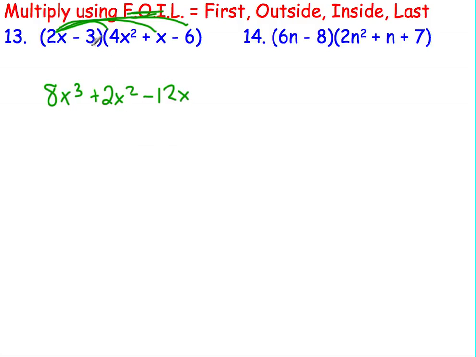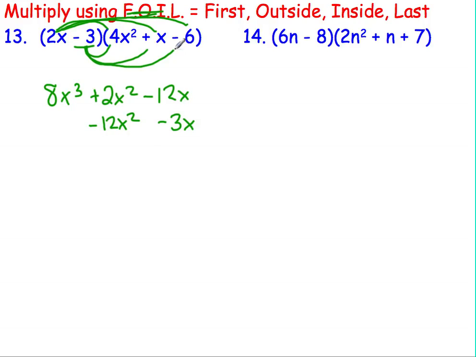What I'm going to do next is I'm actually going to line these up just a little bit differently. I'm going to take negative 3 times the 4x squared. That would give me negative 12x squared. And see how I'm lining these up? Since this is an x squared, I'm going to put it under the other x squared term. Then we'll take negative 3 times x. That'll give me negative 3x, and I'll put that under the other x term.